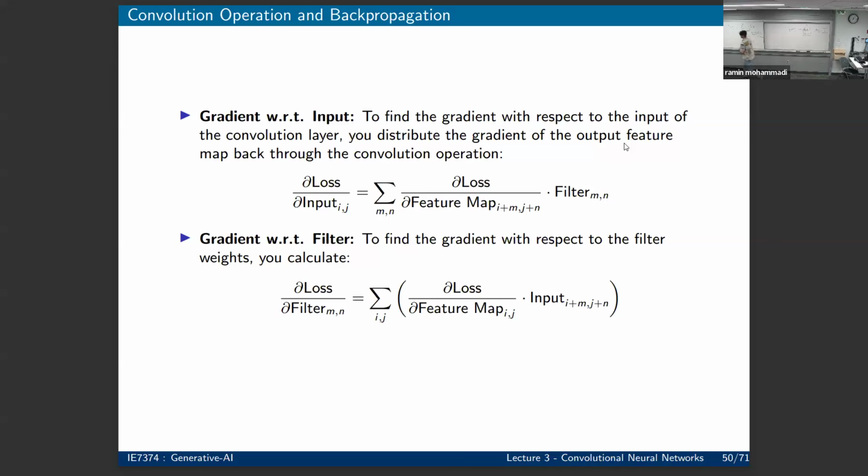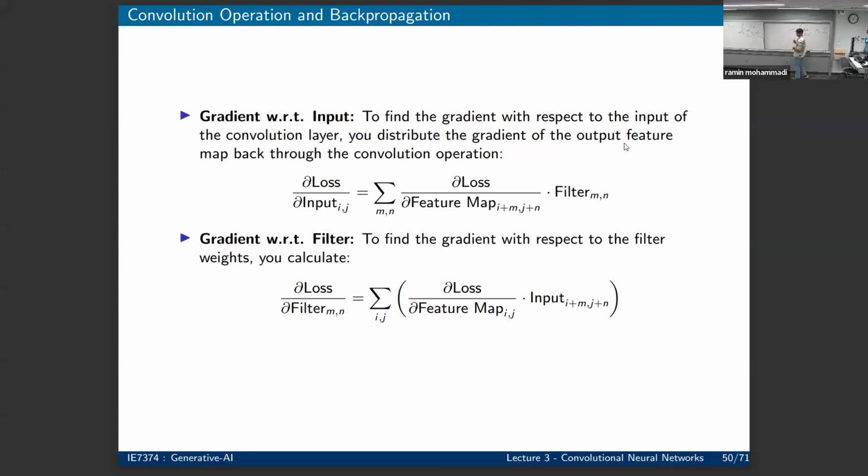So with respect to the input, it should be straightforward. Why? Because if I want to find the gradient with respect to x12,14, let's say the output is W11 x12,13 plus W12 x12,14. It's just 12 is the row, 14 is the column. Plus W21 x13,13 plus W22 x13,14, plus a bias, right?